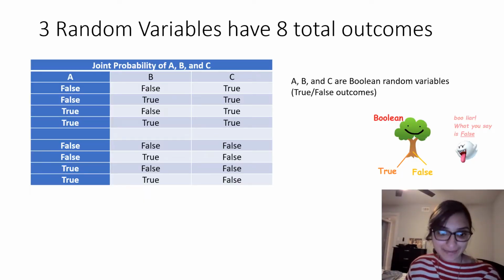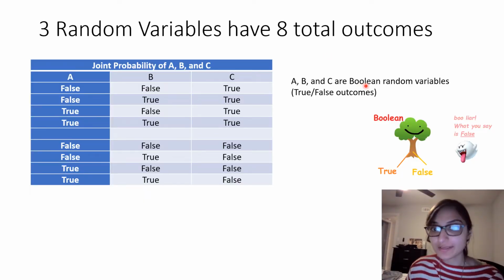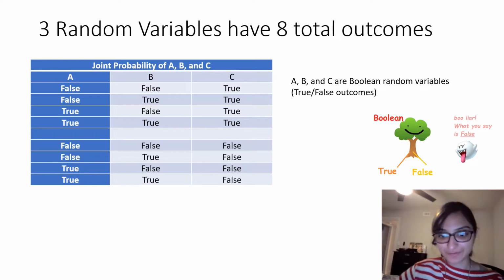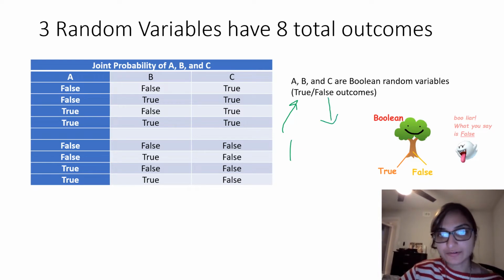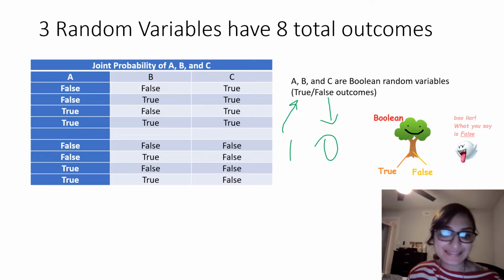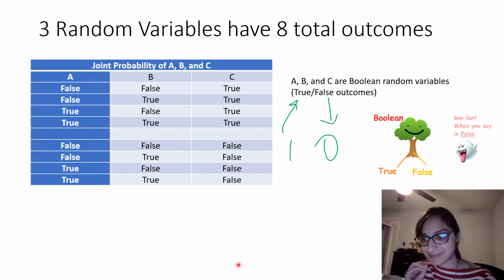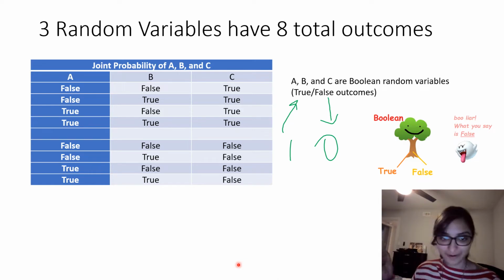So A, B, and C, these are Boolean random variables. They have true or false outcomes. And sometimes we can refer to true as 1 and false as 0. Really depends. Sometimes the binary dummy. And the way I remember it is Boolean is like boo, liar. What you say is false.